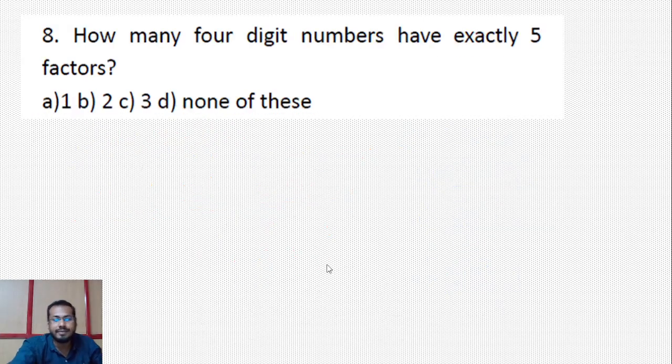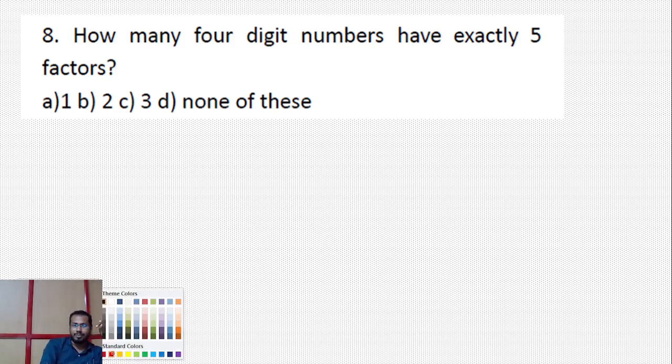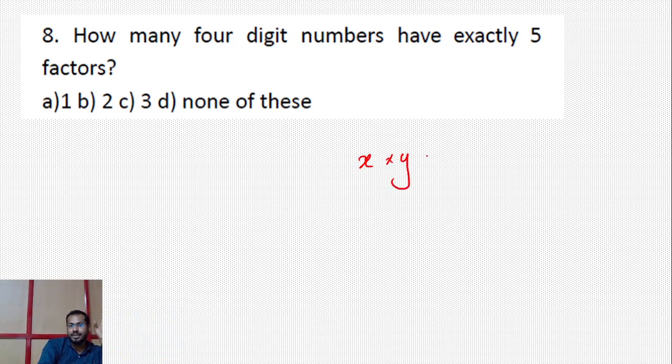Right? Then, how many 4-digit numbers have exactly 5 factors? Here I want to explain something much deeper. Please listen carefully. When you get factors, if I multiply 2 numbers, I will get one number. That is called a factor. So for one number there will be 2 factors or 4 factors or 6 factors. So the number of factors will always be an even number.